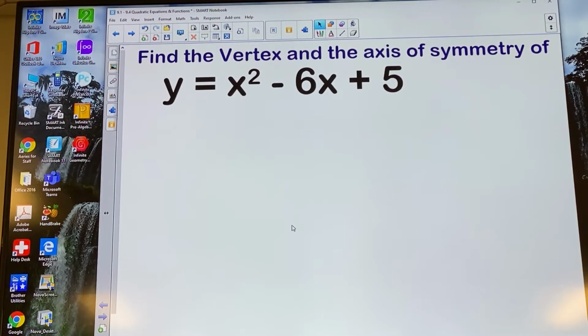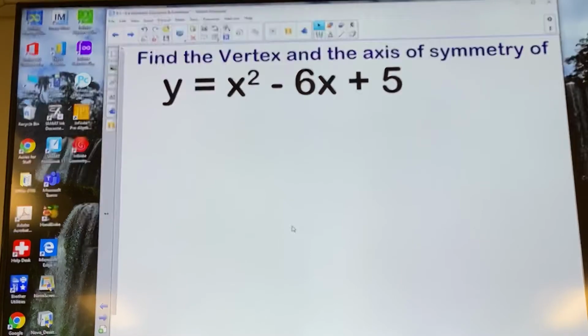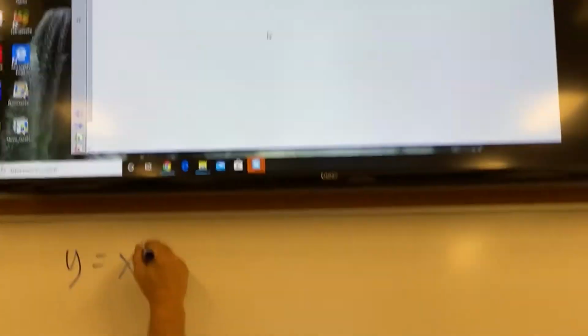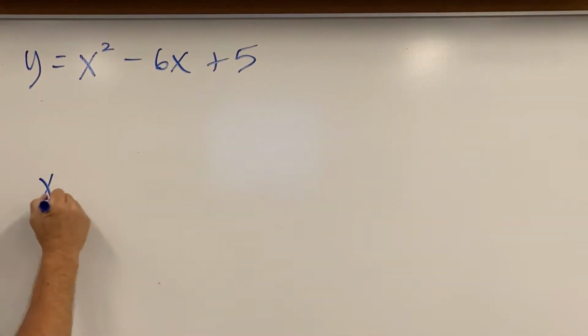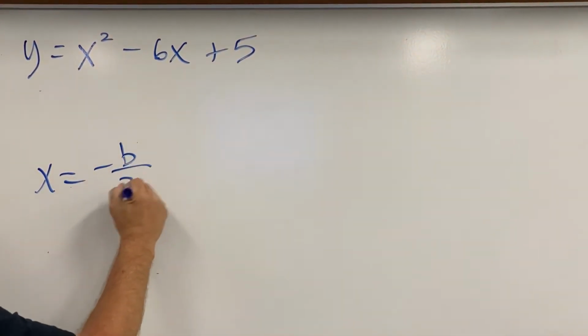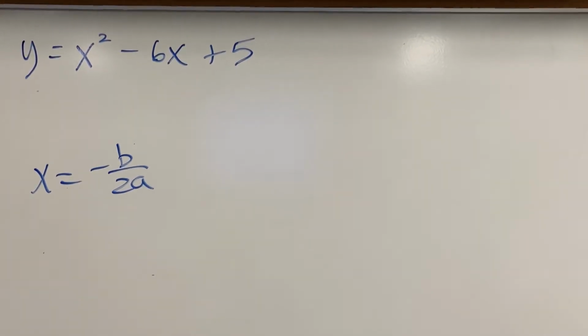Okay, there's my first equation that I was going to figure out. What is the vertex of this guy? Well, I'm going to use the magic formula, x equals negative b over 2a. So here's my deal, right? I'm going to say x is negative b over 2a. Now, what is a, what is b, what is c?